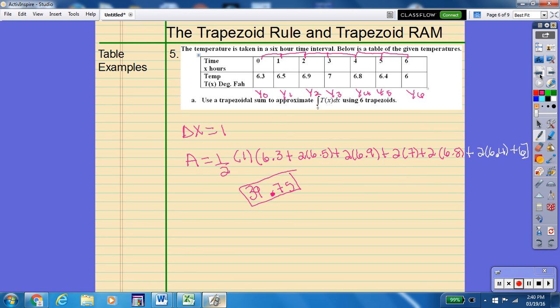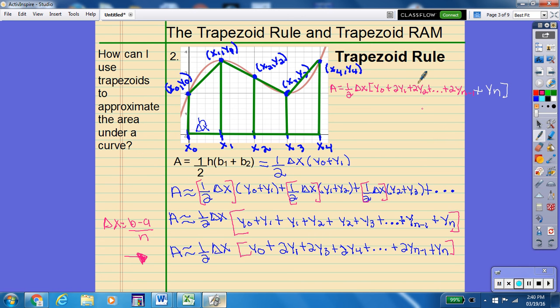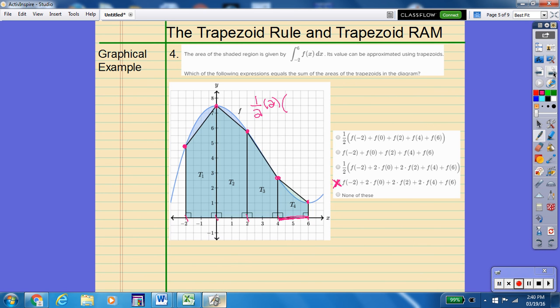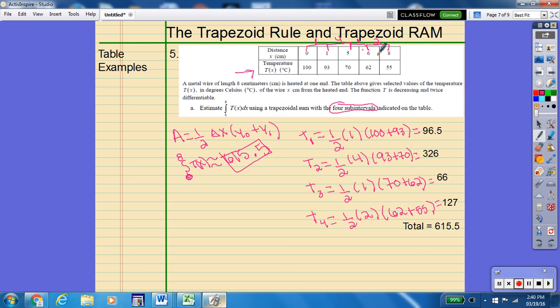Here's the official rule. Keep in mind that it cannot always be used when given a table. You only can use it if the difference in the x's are always the same. But if the difference in the x's varies, then you need to find the area of each trapezoid individually, total it, and get an answer.